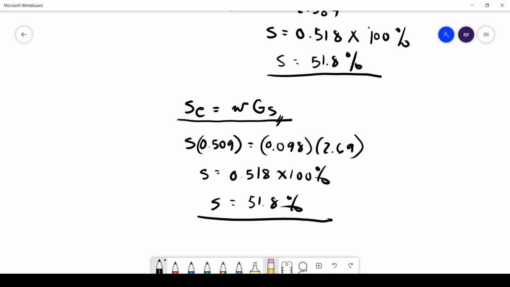Okay. Okay. So, next example natin is for relative density naman.